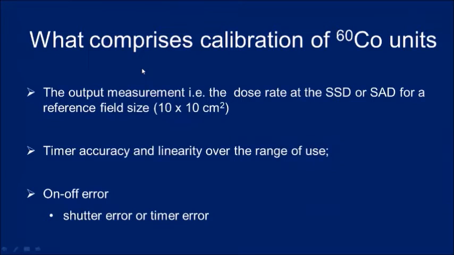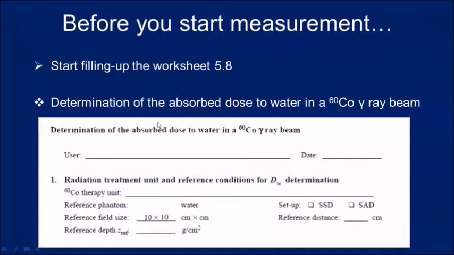What comprises calibration of a cobalt-60 unit? When you say, I'm going to calibrate a cobalt-60 machine, what do you mean by that? You are going to measure the output, that is the dose rate at SSD or SAD for a reference field size of 10 by 10. And you are going to measure the shutter error or timer error. Of course, you have to make sure the timer is accurate. So output measurement and shutter error measurement or timer error measurement is necessary for calibration of a cobalt-60 machine.